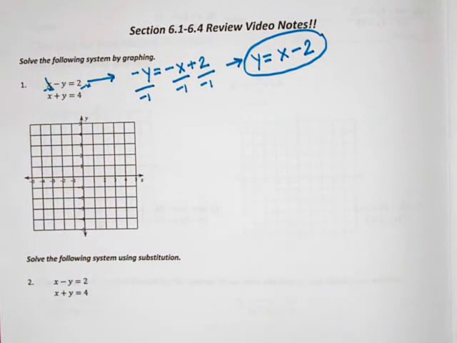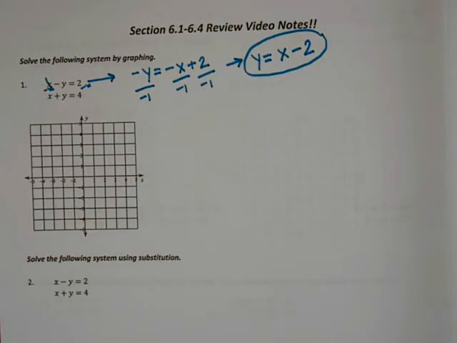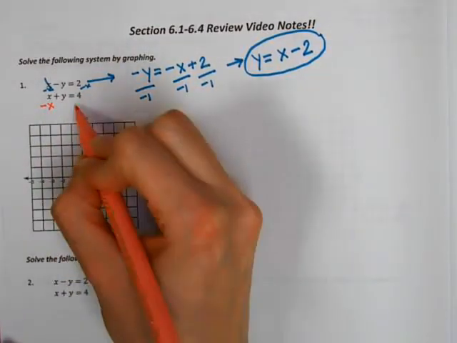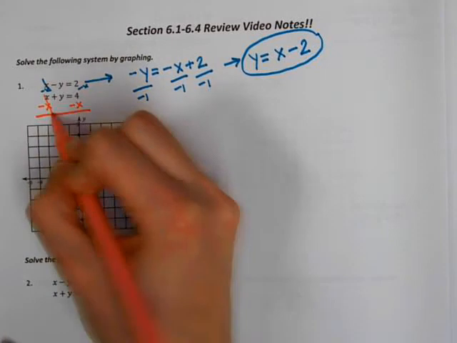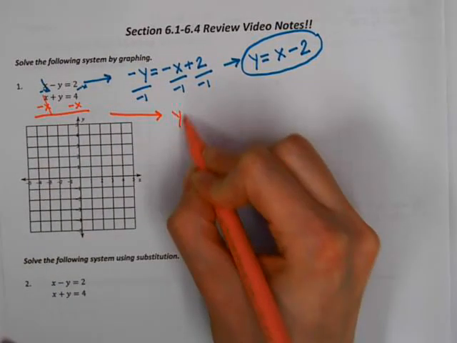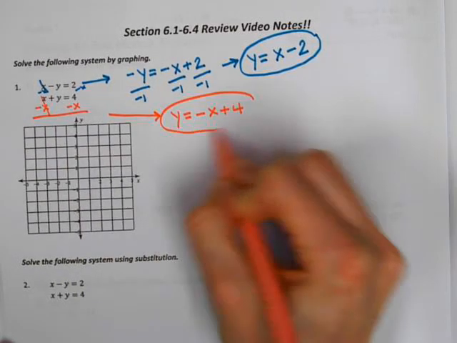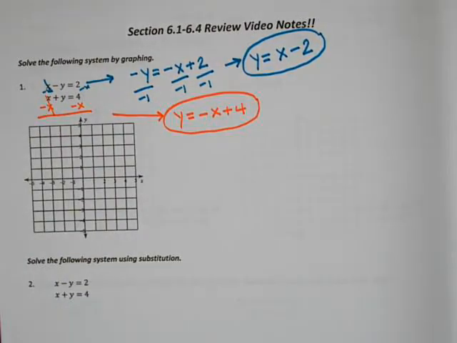And then we also have to do it for the other line. So for this line, we also have to subtract the x over. And we're left with y equals negative x plus 4. All right, that's our second line. And then we're just going to graph those two lines and see where they cross.